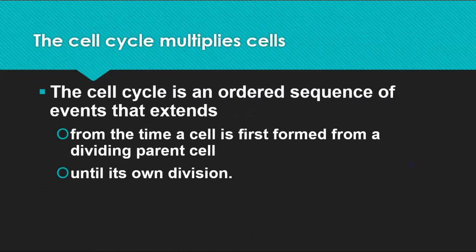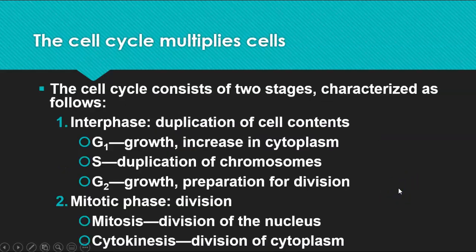The cell cycle is a sequence of events that goes from the time a cell is first formed from a dividing parent cell until it goes through its own cell division. The length of time for the cell cycle varies depending on what kind of cell it is, what its job is, and so forth. It can be anywhere from, let's say, somewhere in the range of 6 to 8 hours, all the way to years in some cases for some cells. It just depends. There are two main stages in the cell cycle.